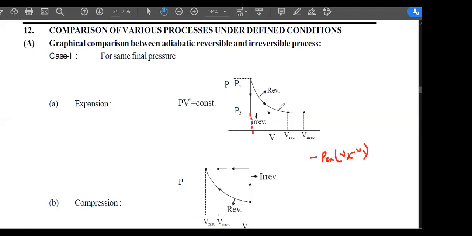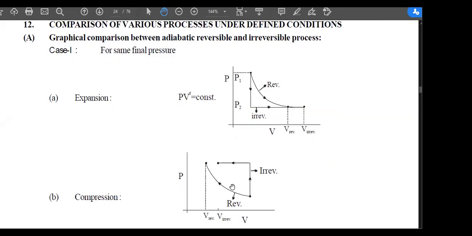Got it, everyone? Okay, so this was the case of expansion because volume is increasing. Now the case of compression: again the path will be the same but the direction will be opposite. The direction will be opposite. So the graph will be something like this. This is for expansion and this is for compression.